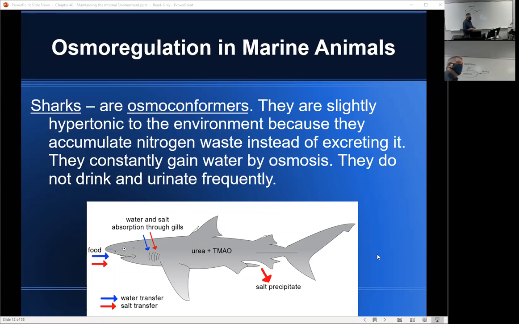They are actually slightly hypertonic to the environment because instead of excreting their nitrogen waste, they accumulate it. This makes their bodies slightly hypertonic to their environment. They constantly gain water by osmosis. Being slightly hypertonic, they're always going to be gaining a little bit of water by osmosis. So because of this, they don't need to drink, and they do urinate frequently. Okay, so again, kind of a special situation.